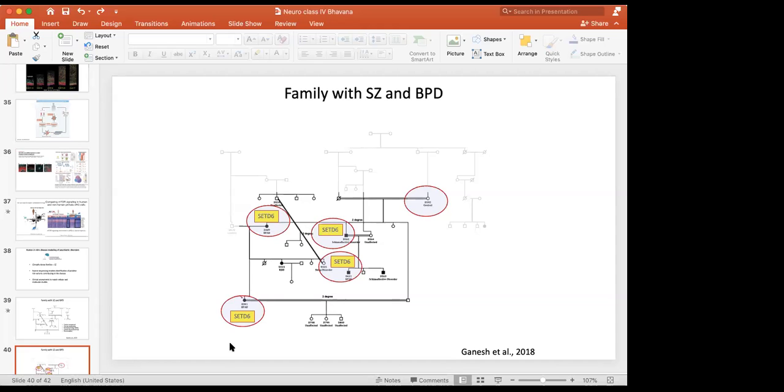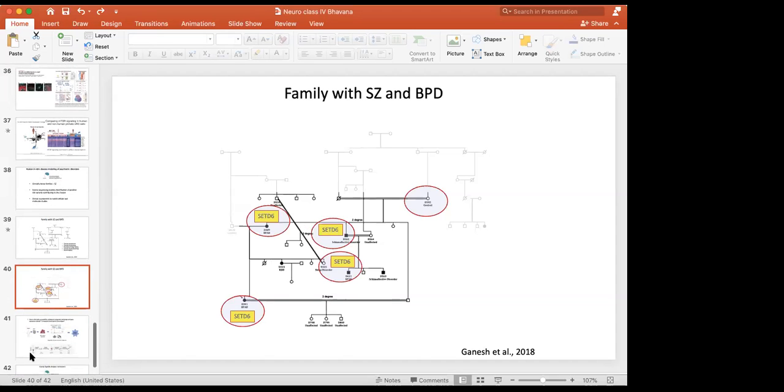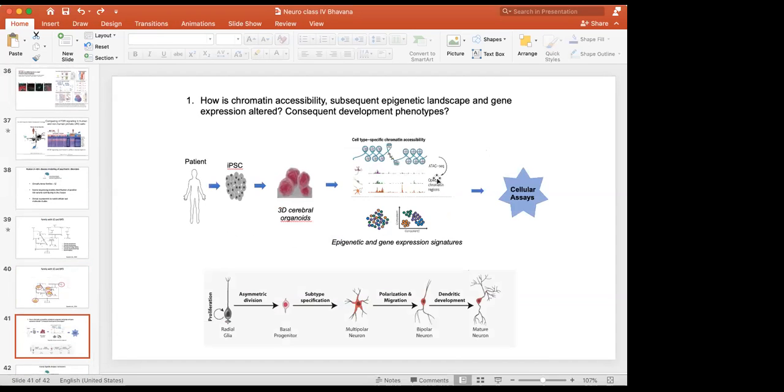And then we would like to ask the question: what happens if you take an organoid from such a patient who has a putative risk variant in SEDD6? How is the chromatin accessibility changing, or how is neurodevelopment altered? And I've shown you some of the steps of neurodevelopment, going from progenitor proliferation to formation of neurons to dendritogenesis and synapse formation.